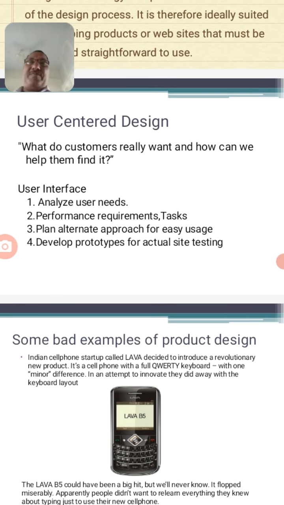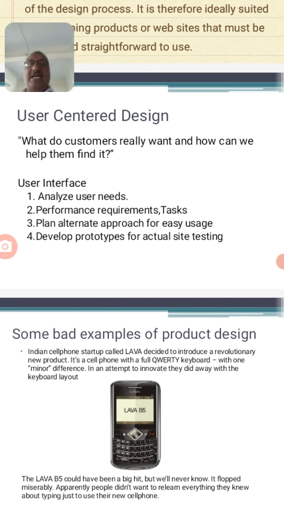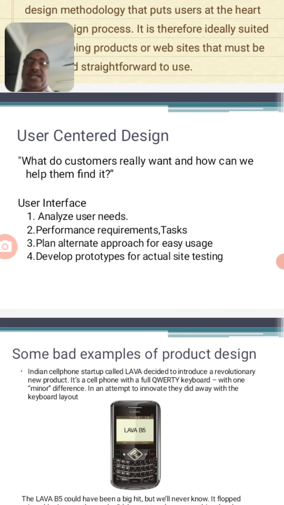Then under this, we will learn what customers really want and how we can help them find it. User interface, analyze user needs. These are the 4 points which are very important to understand user-centered design. First one is analyze user needs. Second one is performance requirement and task. Third, plan alternate approach for easy usage. And fourth one is develop prototypes for actual site testing. And according to these users, we will develop a prototype for actual site testing.